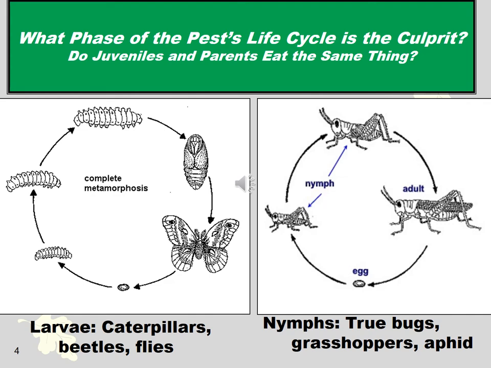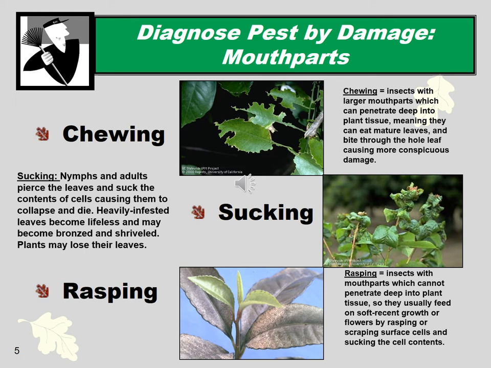Here are some images showing you the type of damage from those three categories: insect chewers, insects that do sucking, like nymphs and adults whose mouth parts pierce the leaves and suck out the contents of the cells, leaving that kind of curled, shriveled look, and rasping insects with mouth parts which can't penetrate into the tissue but can scrape off the surface, leaving that kind of silvered look. Those are actually cells from which the outer surface and epidermis has been scraped off.